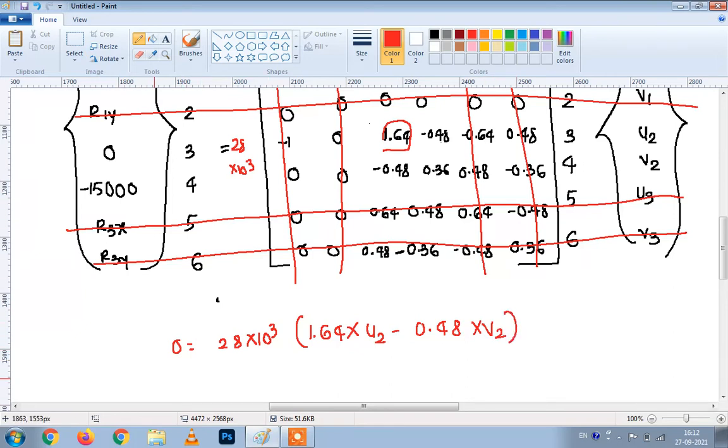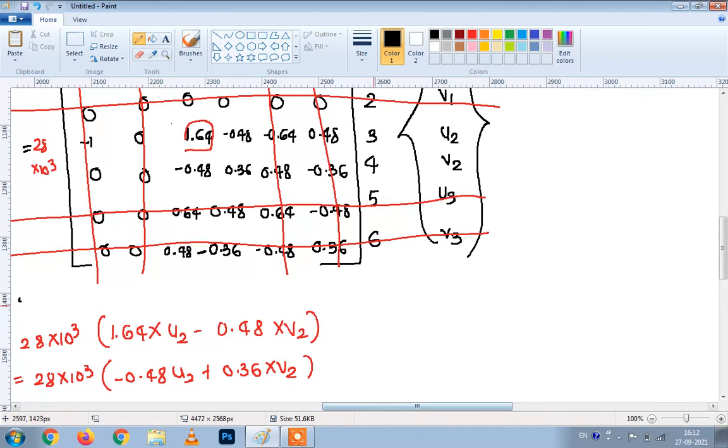Similarly here, minus 15,000 is equal to 28 into 10 raised to 3. Now we are multiplying these two elements with U2 and V2. So minus 0.48 into U2 plus 0.36 into V2. After solving these two, as per my calculation and data available with me, you also please check these two values: the values of U2 and V2 after solving equation number 1 and equation number 2.